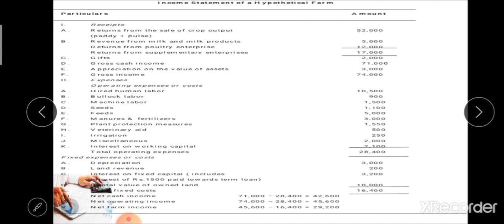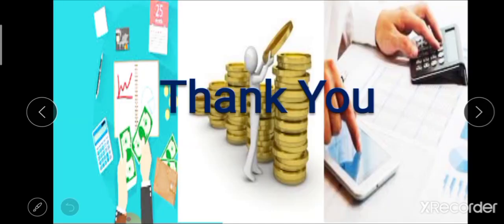So in the figure there is one hypothetical example of an income statement in which there are different components, that is receipts. These receipts can be obtained from different products, then the next one is expenses, and after that net income. This is one example of an income statement. So this is all about income statement.